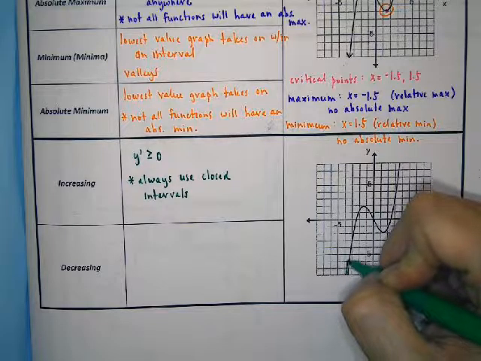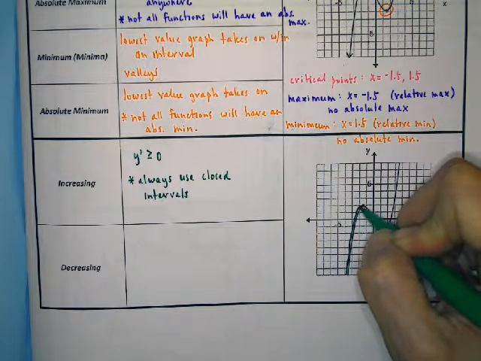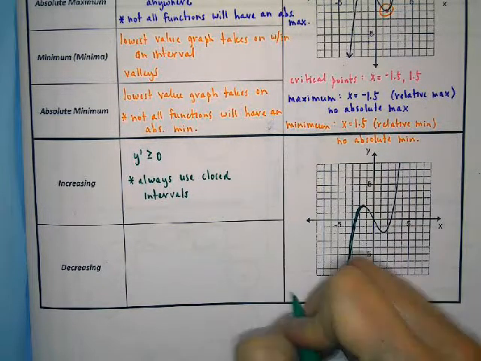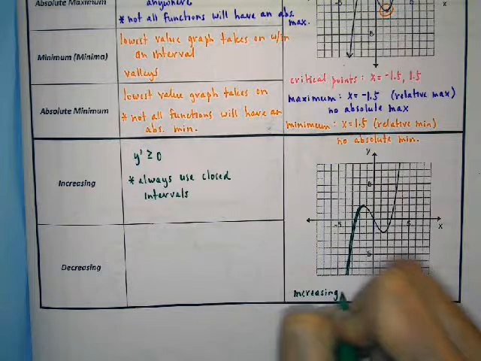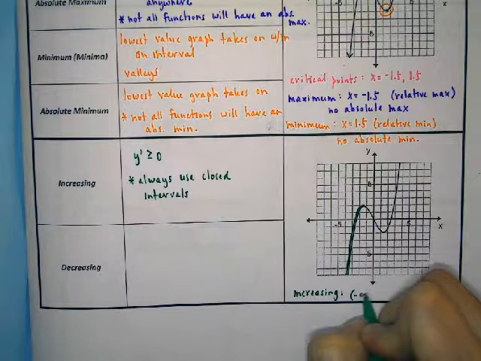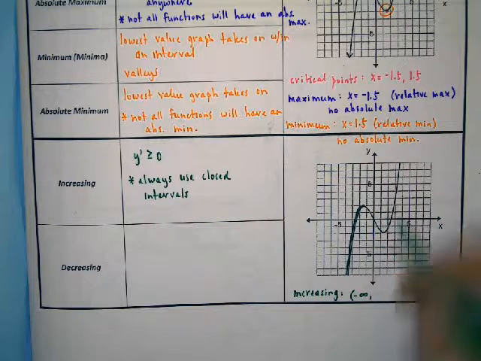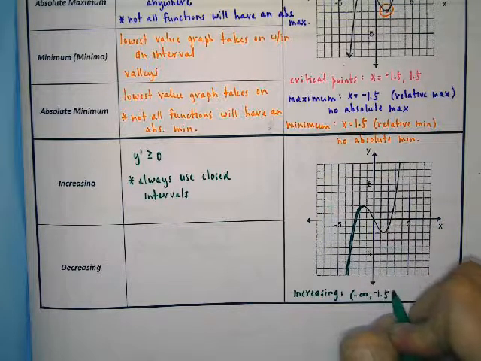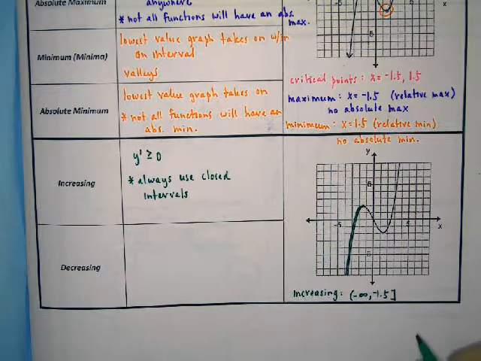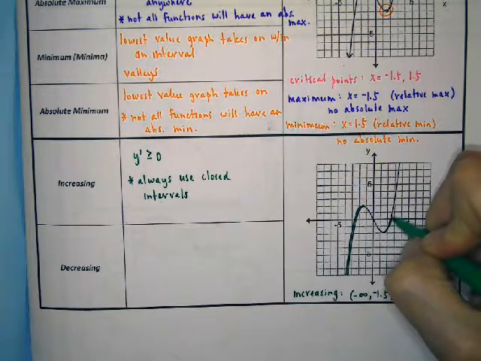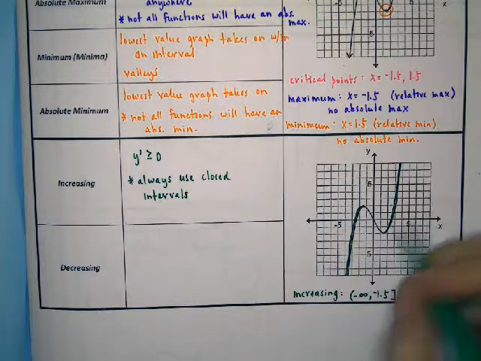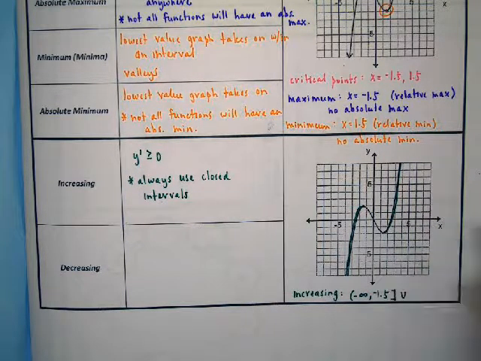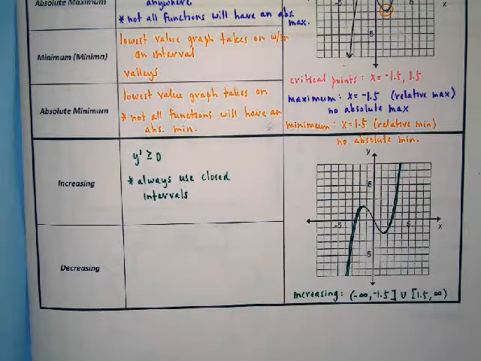So in my graph here, I'm increasing up to this point. So we have an interval that starts at negative infinity and goes to negative 1.5. And again, that's going to be closed. And then I'm increasing again over this interval, so from 1.5 to positive infinity.